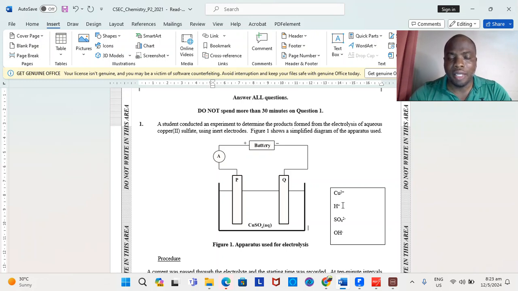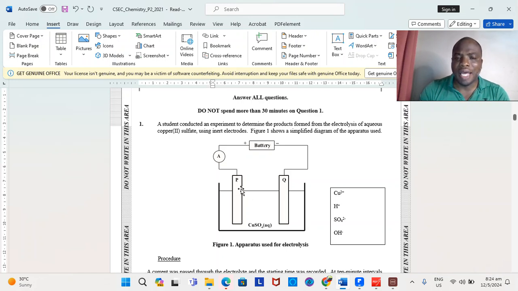The other thing that will help determine what is discharged is the type of electrode. Now, we basically have two types of electrode. We have inert and we have active. Now, in the question, they did say that they're using inert electrodes. But graphite, carbon, those are the popular inert electrodes that we use. So once you hear inert, it's usually made out of graphite, which is also a form of carbon, right? And so that denotes an inert electrode.